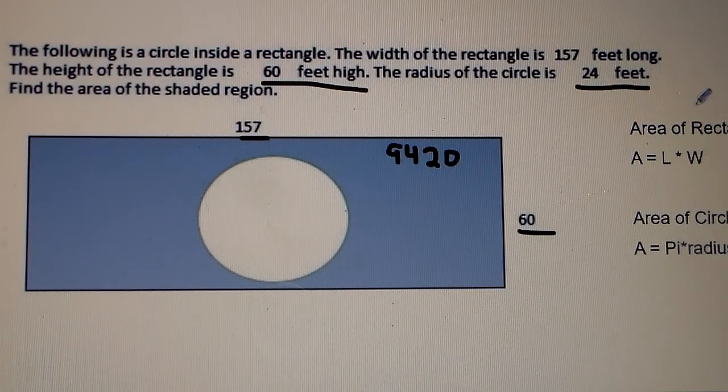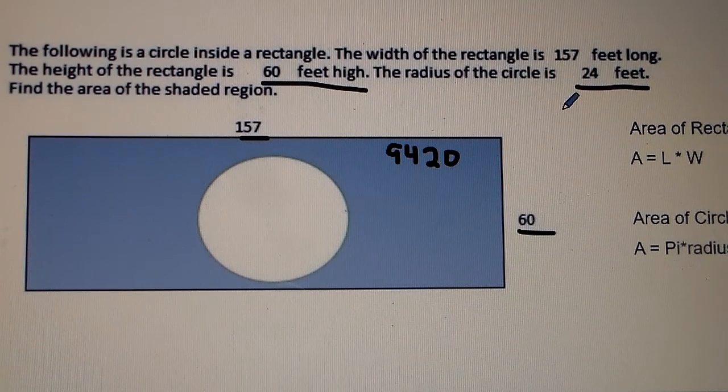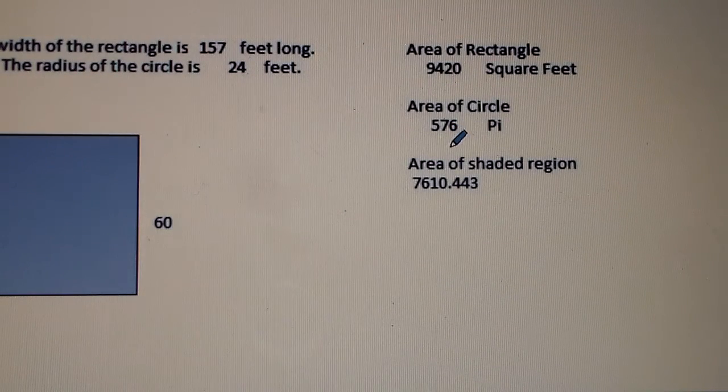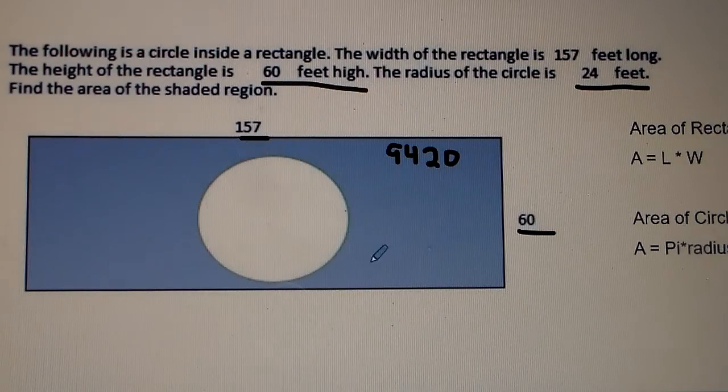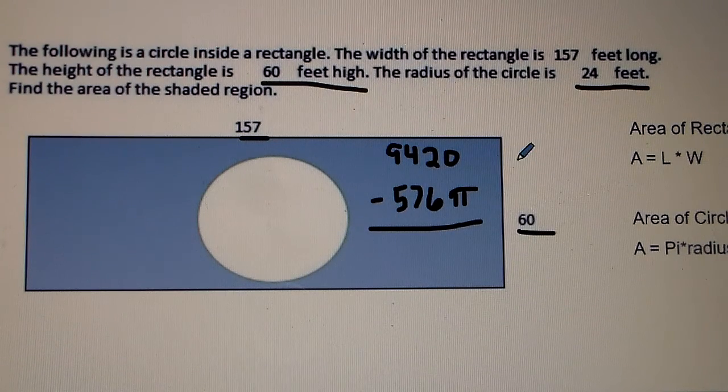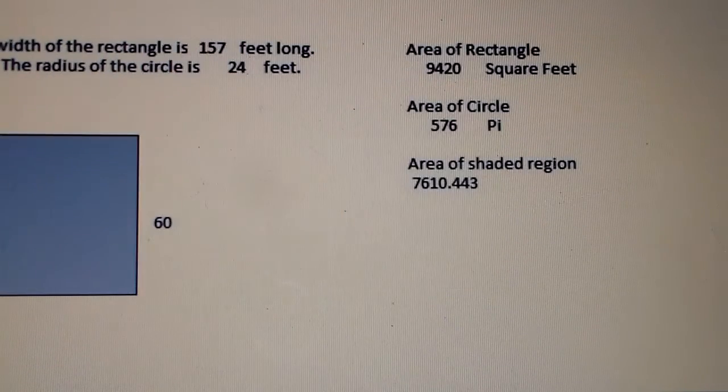Then the area of the circle is pi times radius squared. So if our radius is 24, it would be 24 squared times pi, which gets us 576 pi. I'm going to subtract it, because the rectangle minus the circle will get us the area of the shaded region. When we do 9,420 minus 576 times pi, we are going to get 7,610.443 as the area of our shaded region.